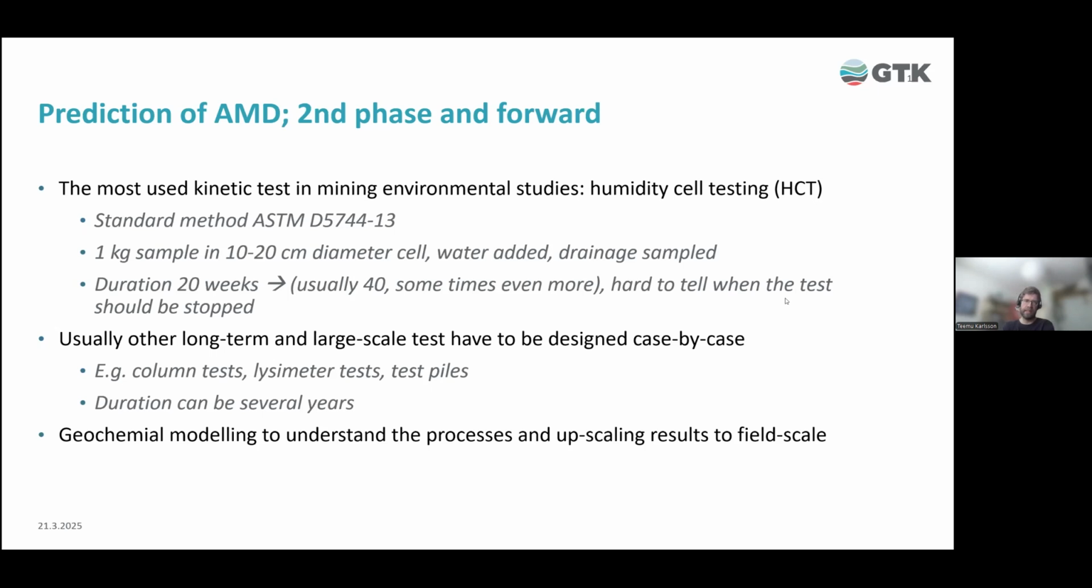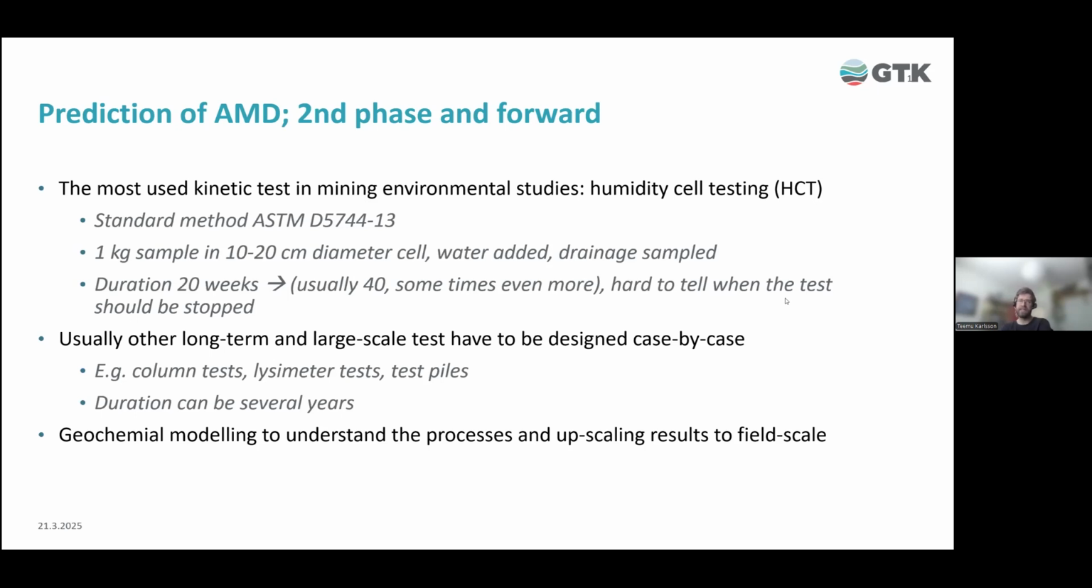The most used kinetic test in mining environmental studies is humidity cell testing. One reason is that it's the only standardized method. In the test, around 1 kilo of crushed sample will be put inside a cell. It will be watered regularly, and then drainage is sampled every week. Usually, the minimum duration of this test is 20 weeks. 40 weeks is quite usual.